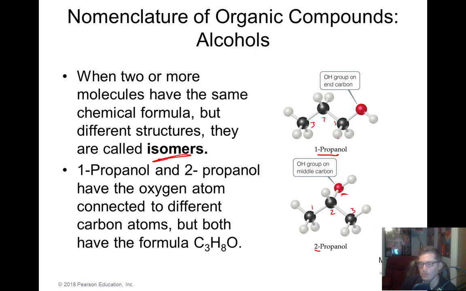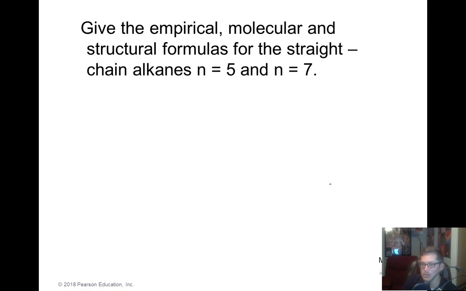Remember, we're always going to number our carbon chains so the numbers appear on the lowest. So that oxygen's on this carbon because it's on number 1, all right? And then this carbon here gets number 2, all right? Notice both of them have the same formula of C3H8O.